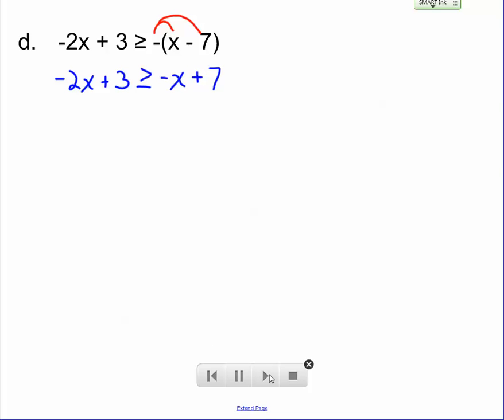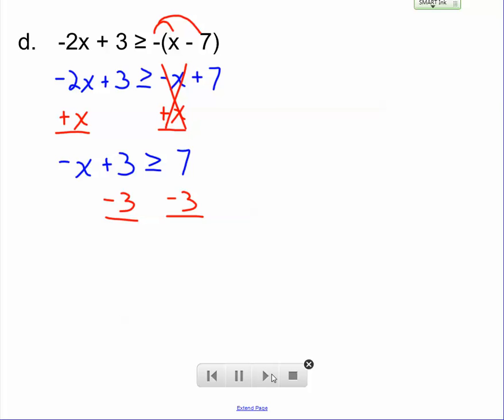Now I'm going to move all my variables, all my x's, over to the left side by adding x to both sides. Negative x plus x is 0. And negative 2x plus x is negative 1x, or negative x. So here's my new inequality. Negative x plus 3 is greater than or equal to 7. Now I'm going to subtract 3 from both sides so I can get negative x by itself. I get negative x is greater than or equal to 4.